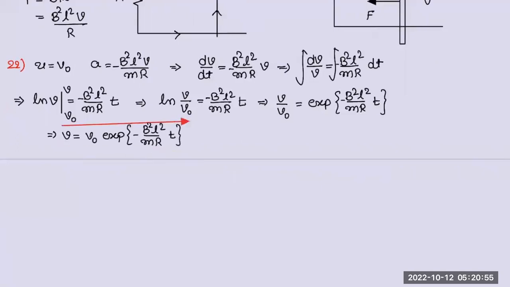Part B, anyone? At least if you can find how to solve, that's enough. You just say how to find. Sir, I'll find part B in this way.